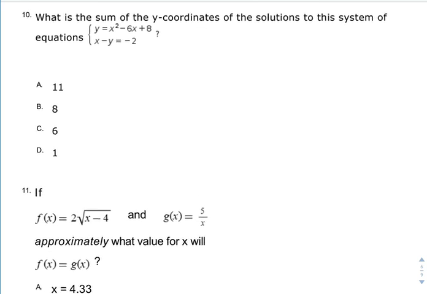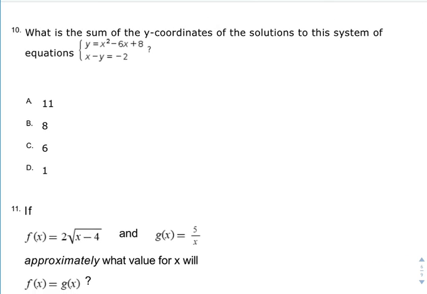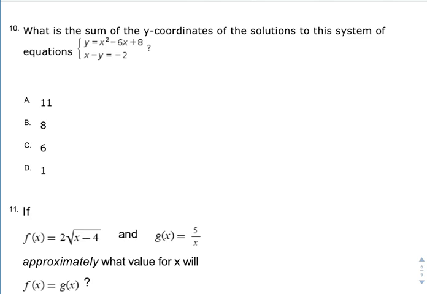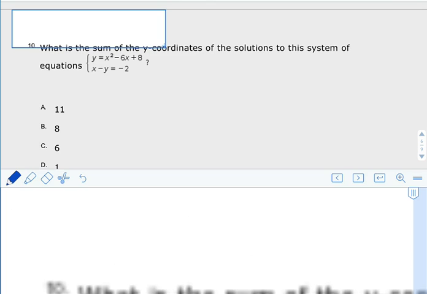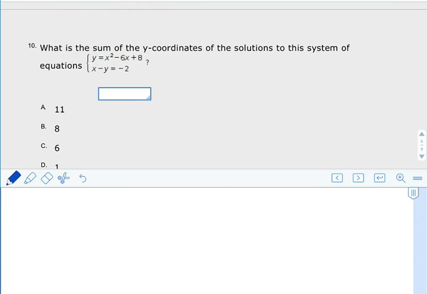All right, number 10. What is the sum of the y-coordinates of the solution to the system of equations? Okay, so you've got to find both coordinates where they intersect, or you solve it with quadratics. You can either graph these in the calculator and see where they intersect, or you could solve them algebraically. I'm going to do that. So your first step, no matter what, even if you already use the graphing calculator, you've got to get y by itself. So we have y by itself for one of them. Okay, cool.